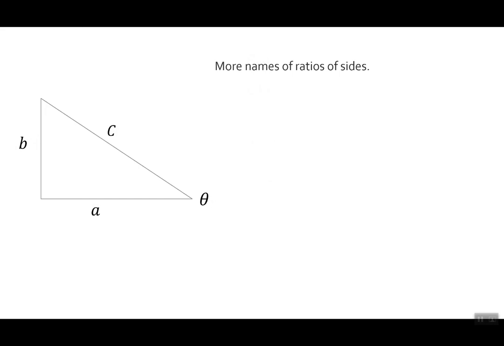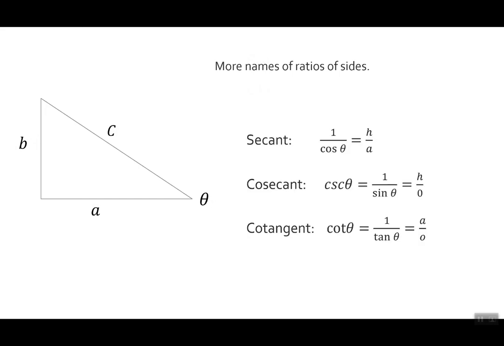We have 3 more ratios that we want to talk about. We have secant, cosecant, and cotangent. Secant is abbreviated SEC and is equal to 1 over cosine, which is h over a. Cosecant we've abbreviated as CSC, and it's 1 over sine, which is h over o. And then cotangent, abbreviated COT, is 1 over tangent, which is the adjacent over the opposite.